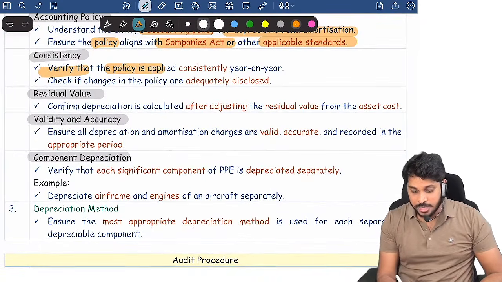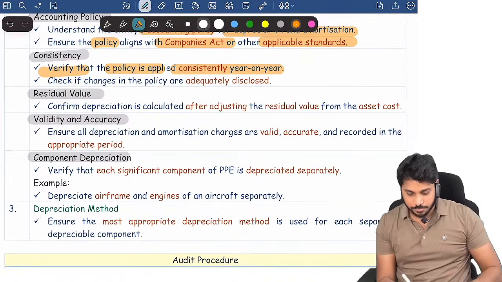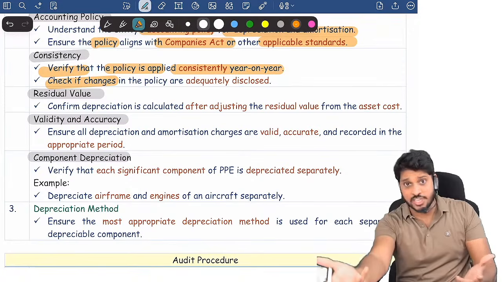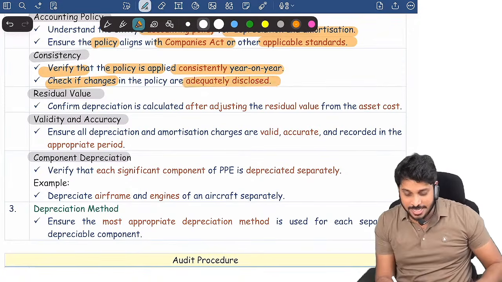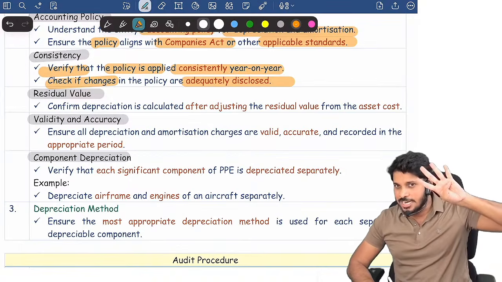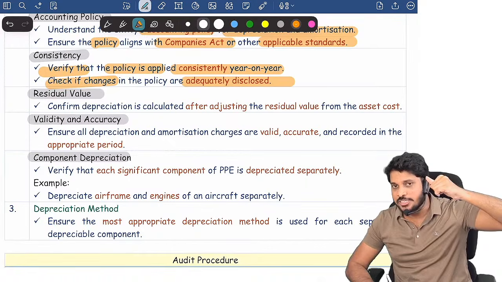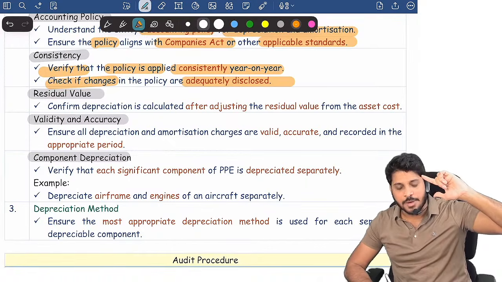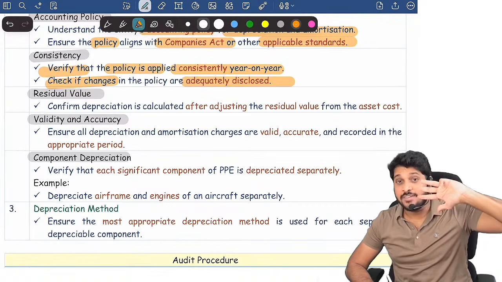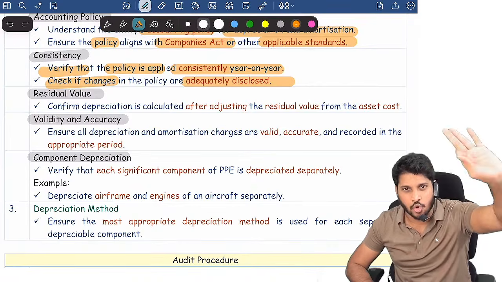Verify that the accounting policy for depreciation is consistently applied every year. Sometimes changes can happen. Who said change is prohibited? Change can happen. If there is a change, see that the change is adequately accounted and disclosed. So policy related 4 points now. 1, understand what policy the company is following for depreciation and amortization. 2, see that it is in compliance with the Companies Act and accounting standards. 3, see that it is consistent with the previous year. 4, if there is a change, see that the change has been properly accounted and disclosed. Over, 4 points.